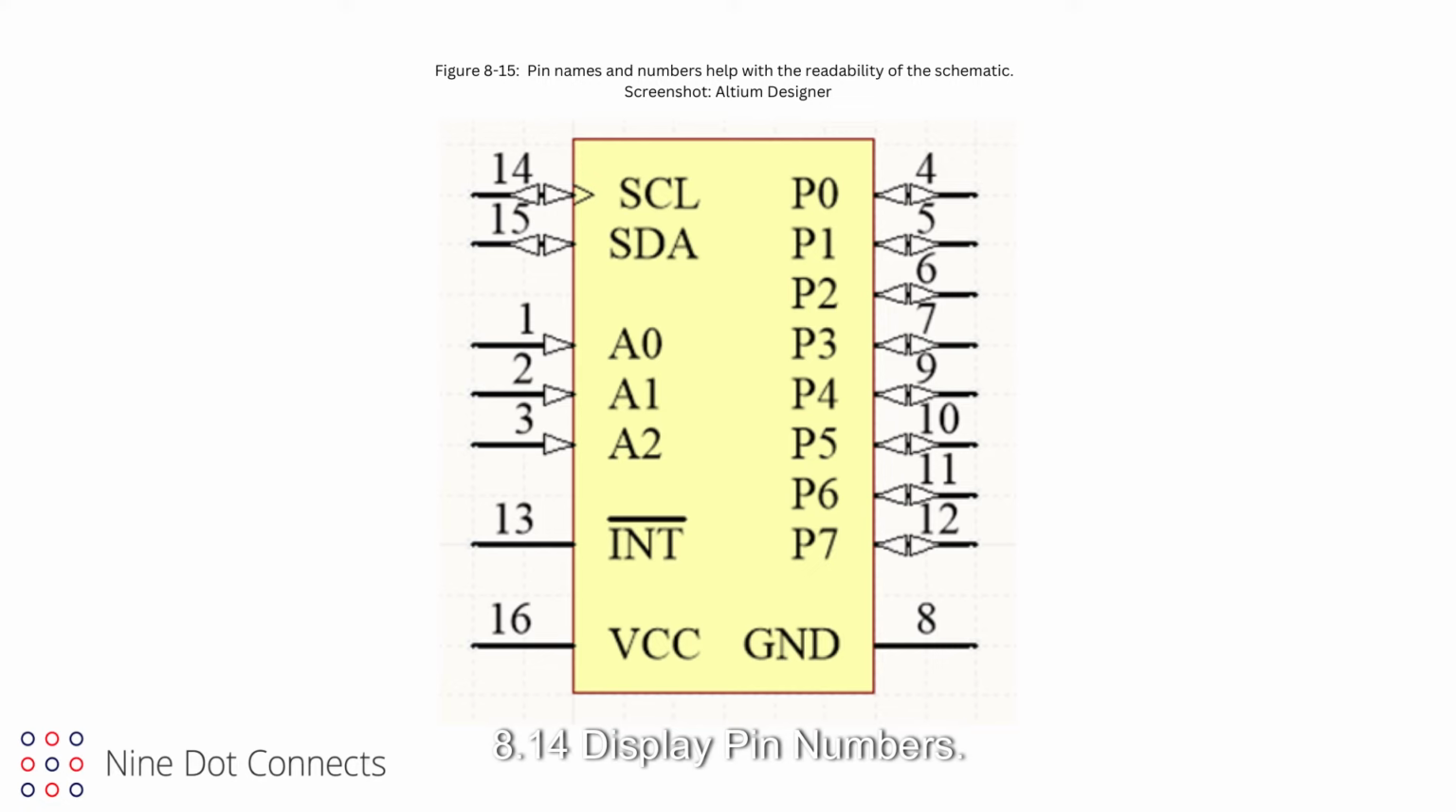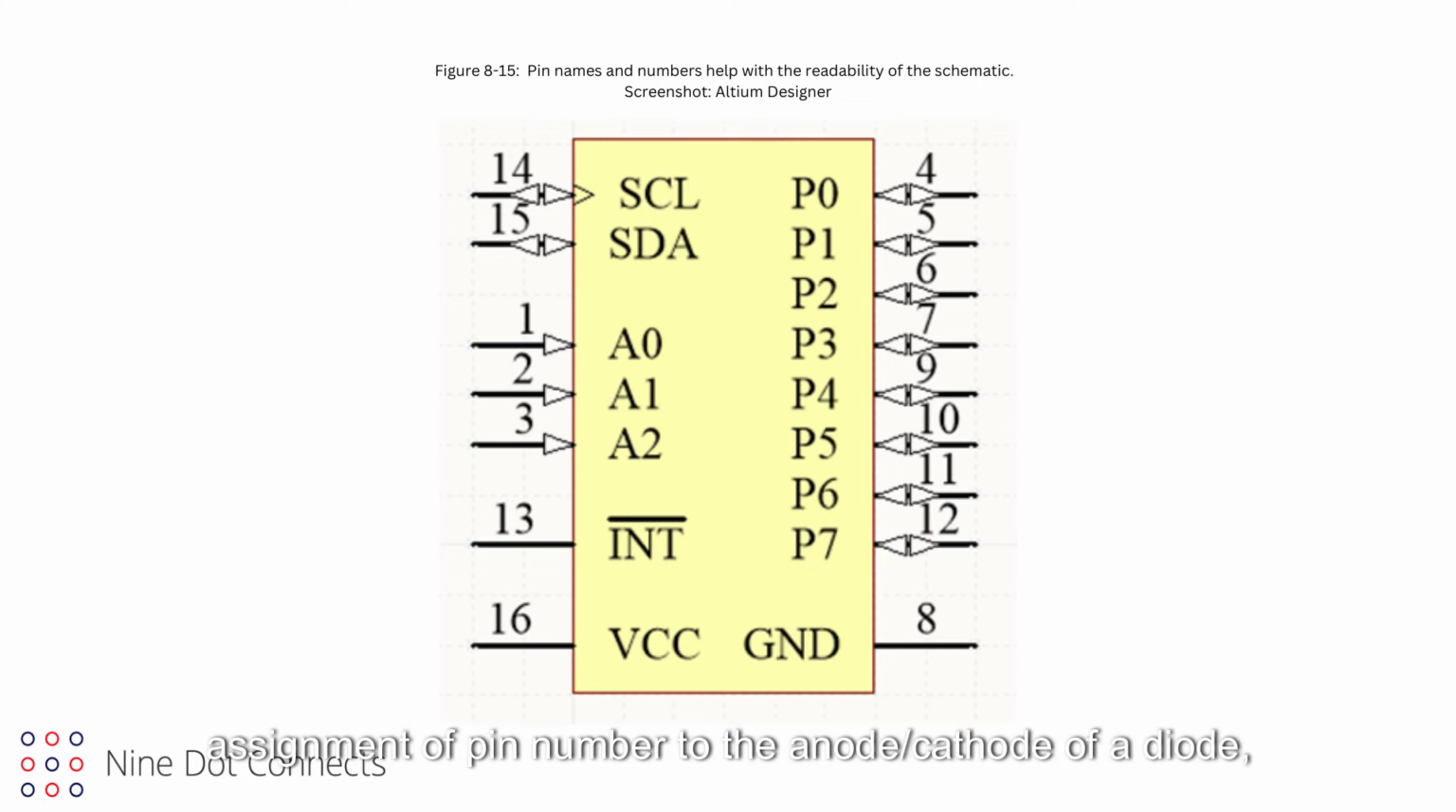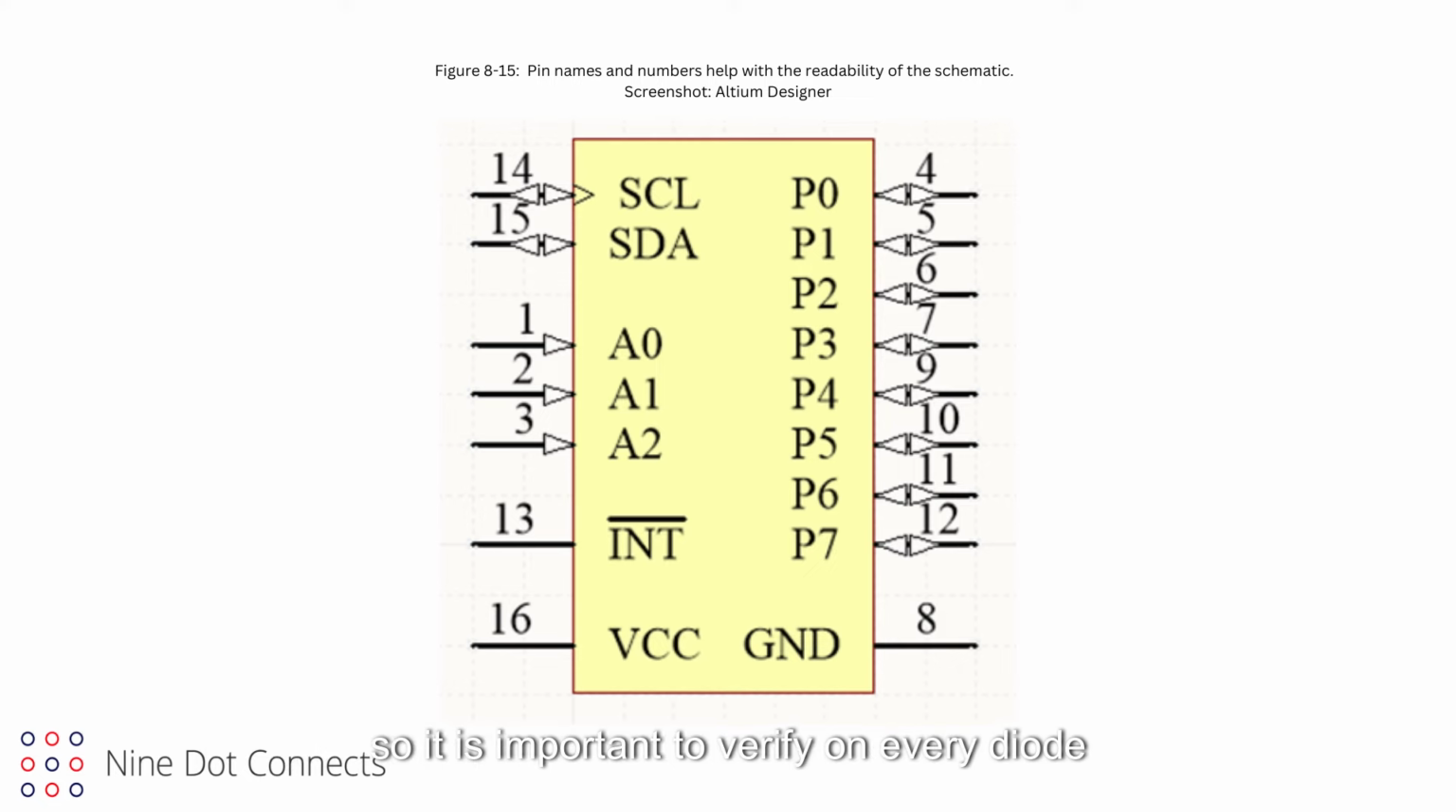8.14. Display pin numbers. Pin numbers should be displayed. This is especially true in IC symbols. It does not hurt to hide them for discretes, except for diodes, but show them if it does not clutter the schematic. If one runs a SPICE simulation, the pin numbers align to the model's pin number. Most importantly, the pin number will match with the pad number of the corresponding footprint. Note, there is not any consensus on assignment of pin number to the anode/cathode of a diode, so it is important to verify on every diode that it matches the footprint.